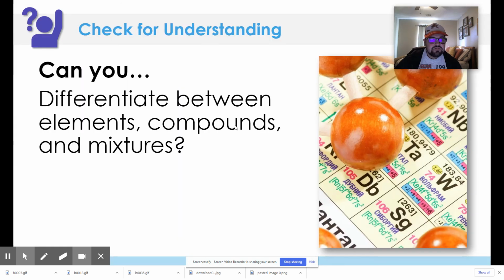Okay. So our whole goal is, can you differentiate between elements, compounds, and mixtures? Next class, we're going to look at different objects in nature, and you're going to be able to identify that's an element, that's a compound, or that's a mixture based on what we learned today.